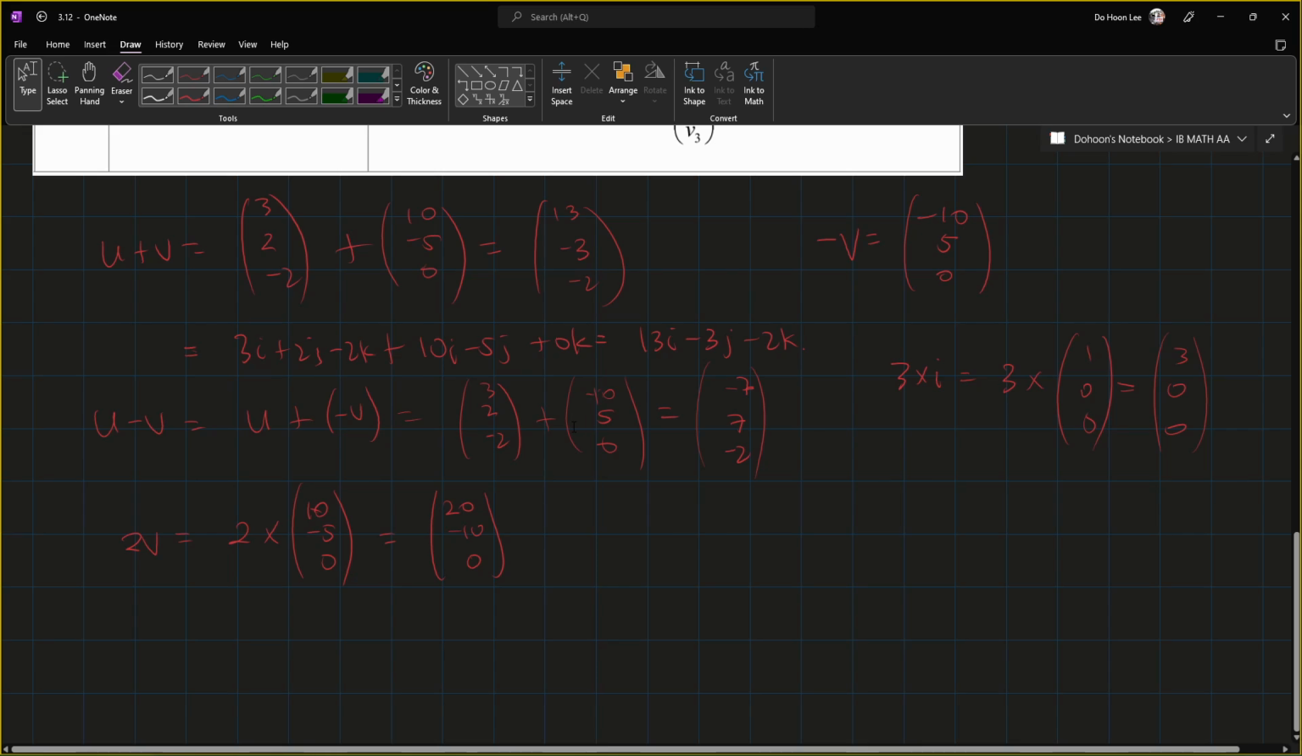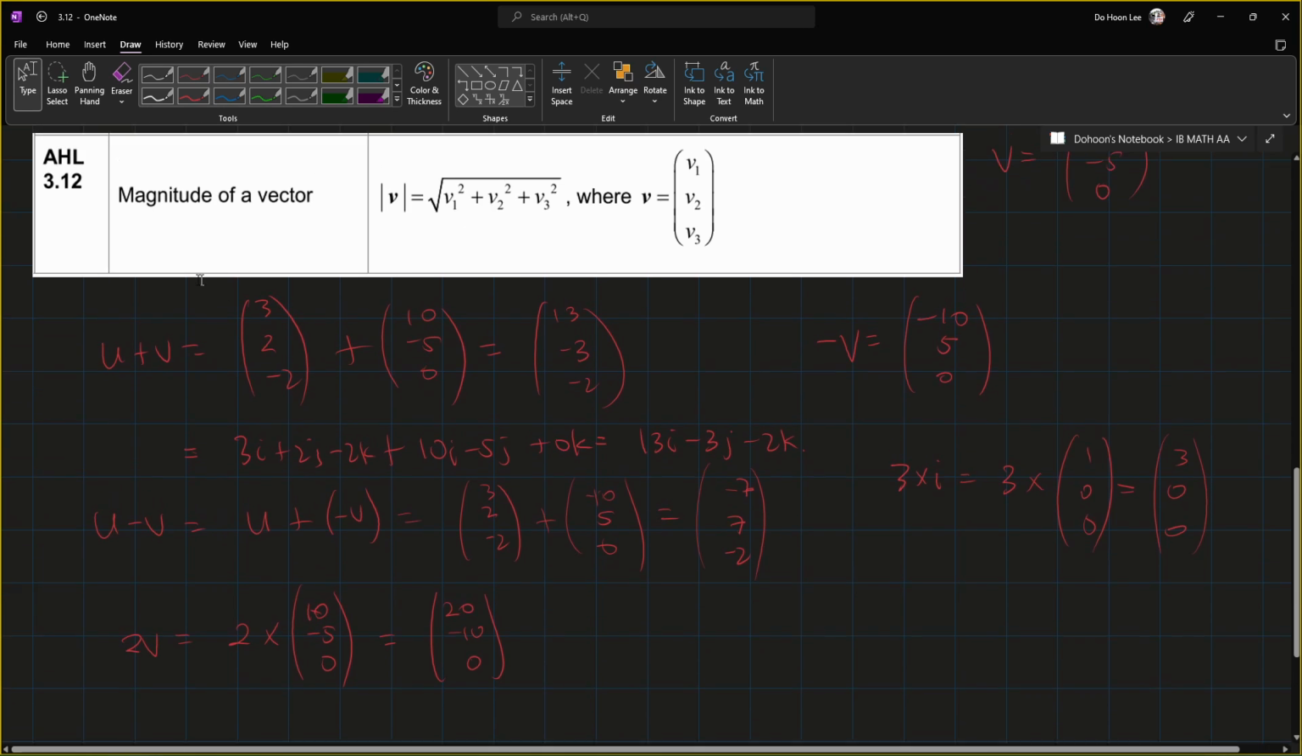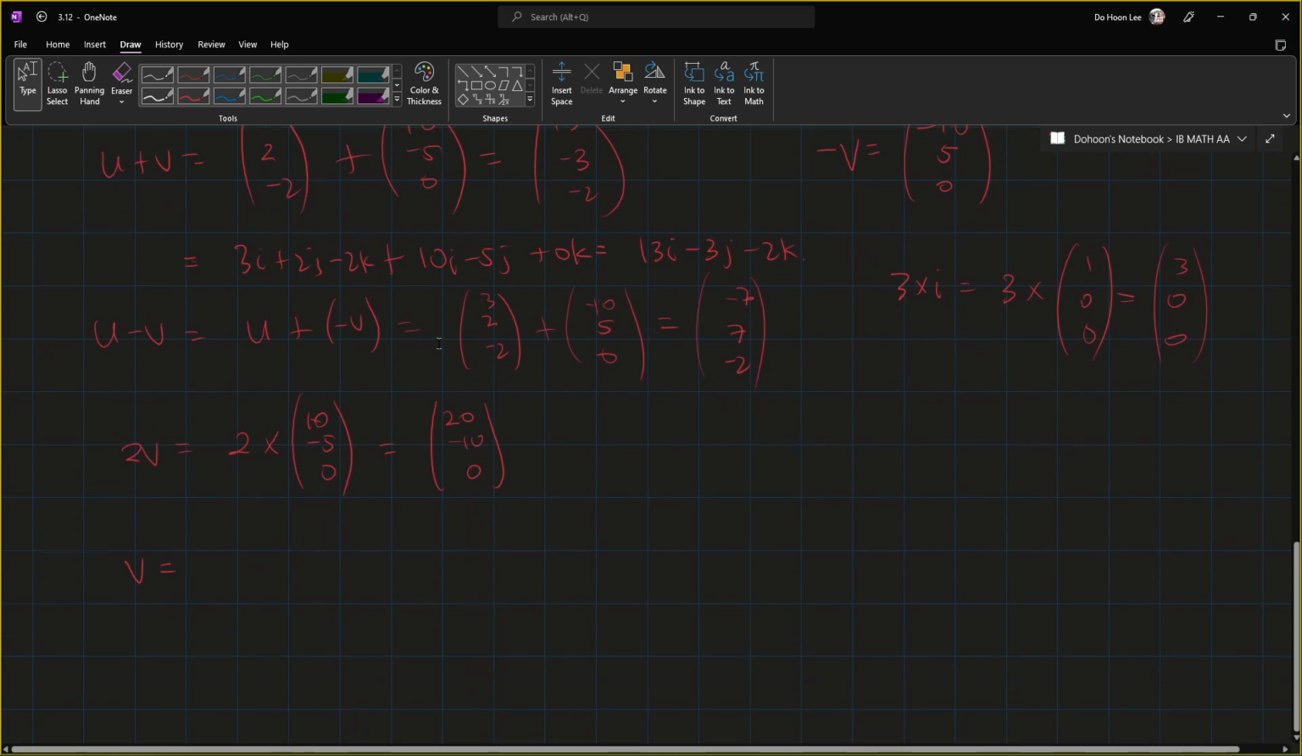For example, our vector v has a magnitude. Let's try to find the magnitude of v. Remember that we have the formula above for the magnitude of a vector. Let's use that. And we're going to use this notation, two vertical lines, to represent the magnitude. Okay. So the magnitude of v, well, we know that this is 10 squared plus -5 squared plus 0. That's 100 plus 25, so we know that's the square root of 125.